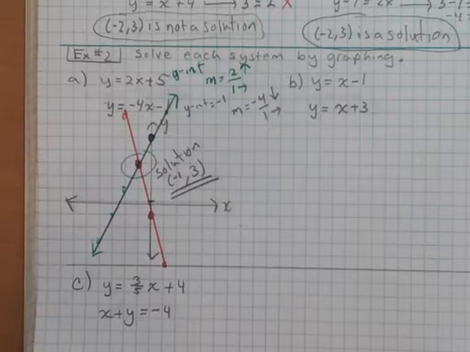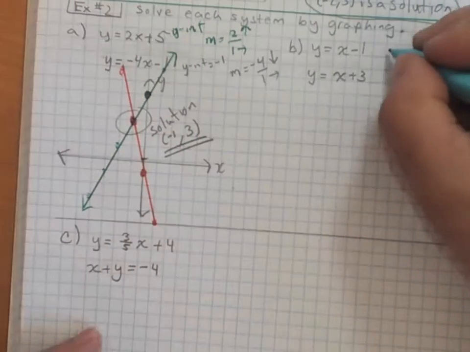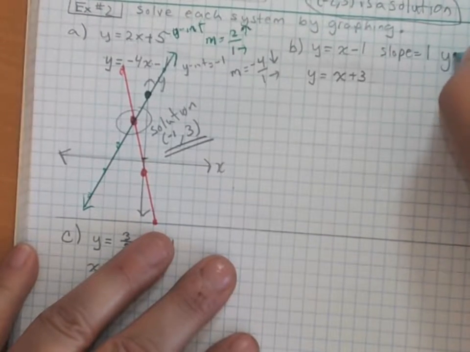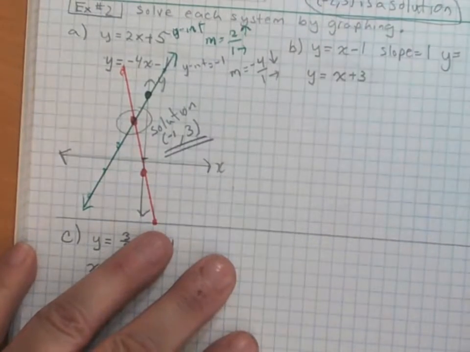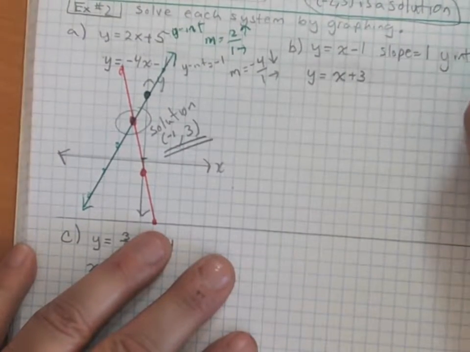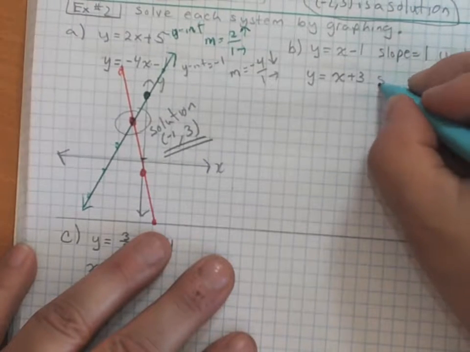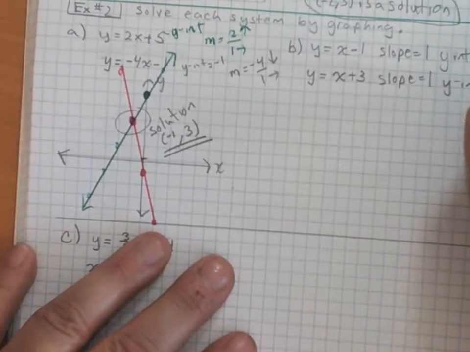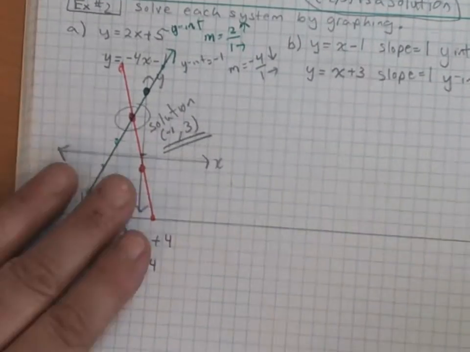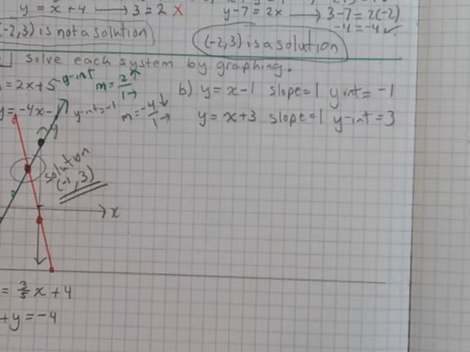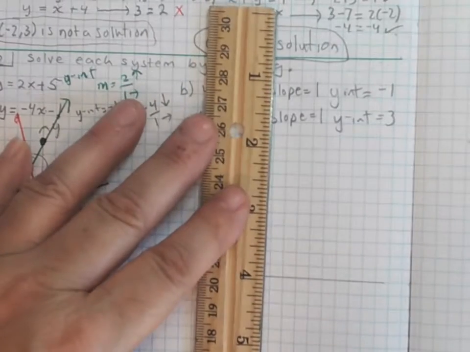Do it again. And let's get our values. So we have a slope, y-intercept, and the other line has a slope of 1 and a y-intercept 3. Okay, so graph both lines and determine where they intersect, if at all.